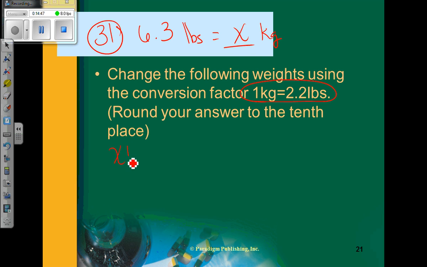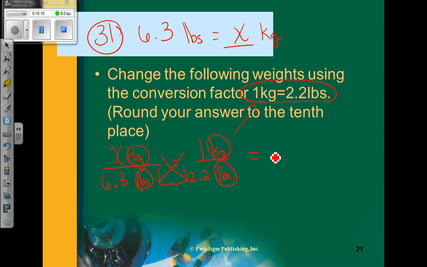So we know we're going to have x kilograms over 6.3 pounds, and then they give us our other known ratio, which is 1 kilogram over 2.2 pounds. Remember, if you have kilograms on top here, you must have kilograms on the top here. These are your units. Pounds here, pounds here.